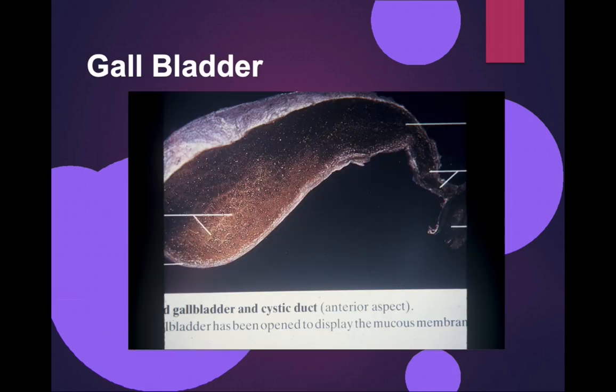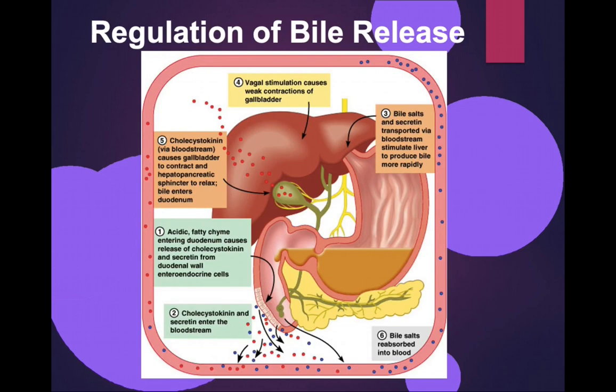Here's the gallbladder. And again, just to review, we have some sort of fatty chyme that enters the duodenum, and it causes the release of cholecystokinin from the enteroendocrine cells of the duodenum. And then the cholecystokinin and the secretin enter the bloodstream. The bile salts and secretin are transported by the bloodstream, and it stimulates the liver to produce bile more rapidly.